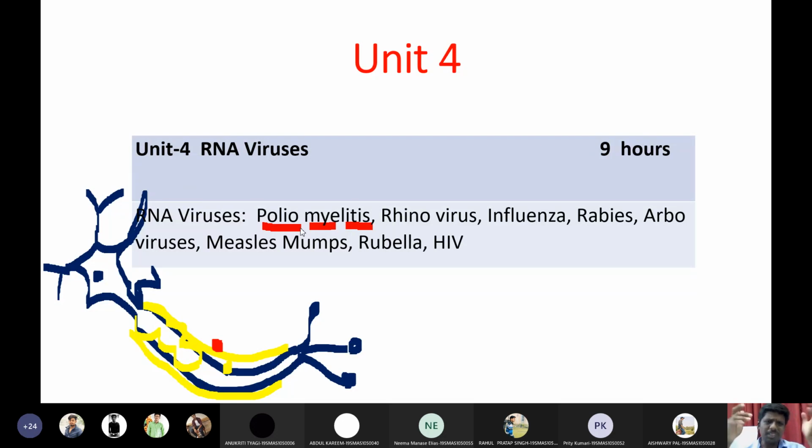Now, from the names alone, you can't understand the lethal consequences of this virus. Now I will show you the pictures of the patients who are affected by poliovirus infection. Now I will show you how deadly the poliovirus is.